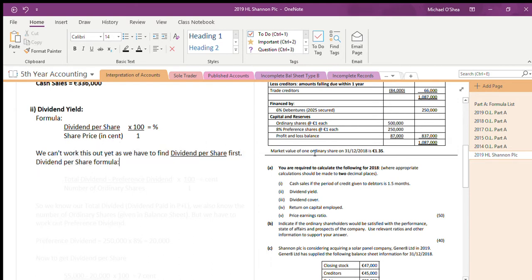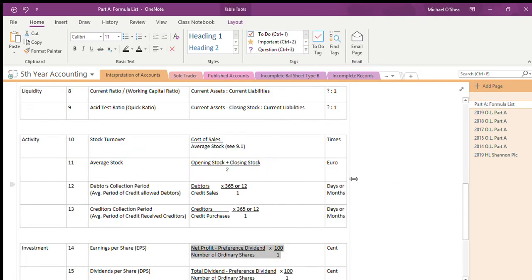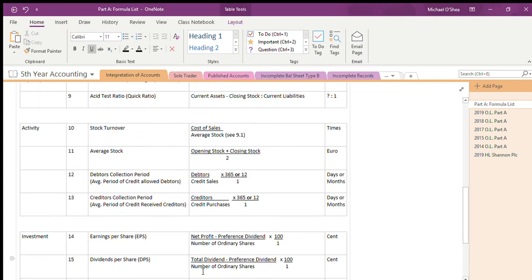The share price is always given below the balance sheet. It's the market value of one ordinary share at the end of the year, and it's in cent, so it'll actually be 135. So we know that. We just need to find the dividend per share. The dividend per share has its own formula. Again, all of these formulas are up in this part of your OneNote. They're listed here. That's my dividend per share formula.